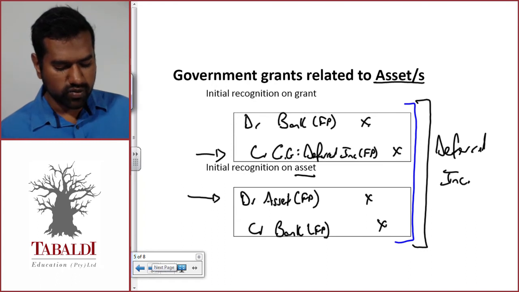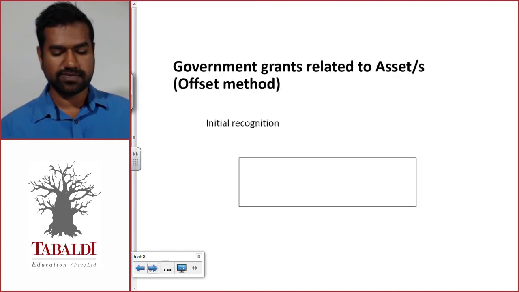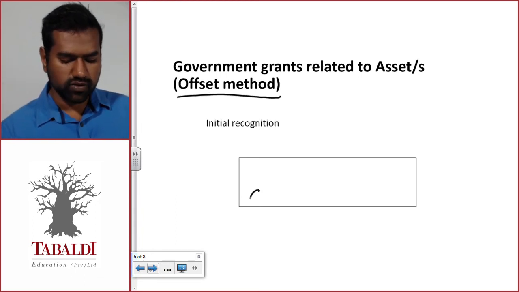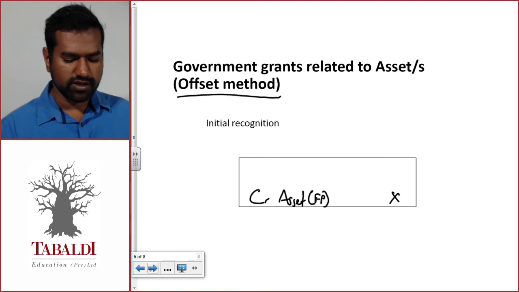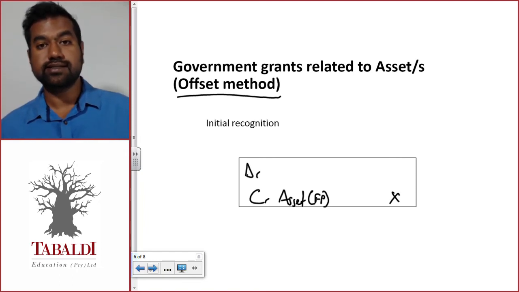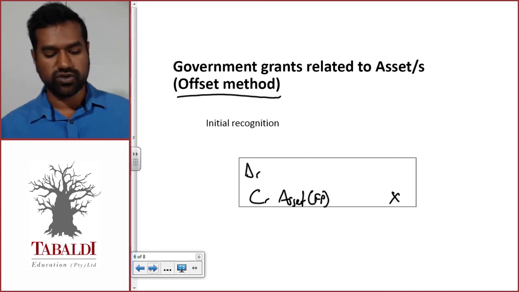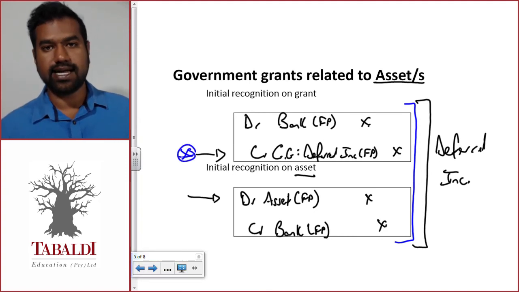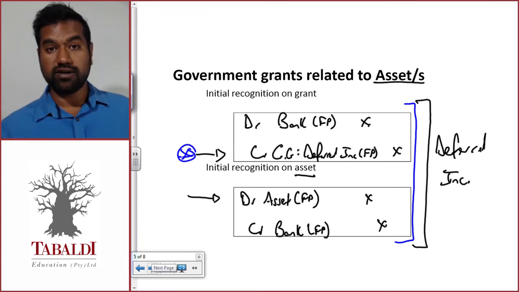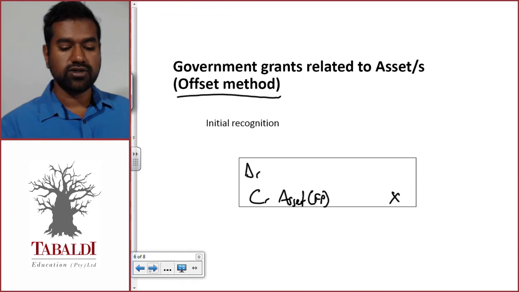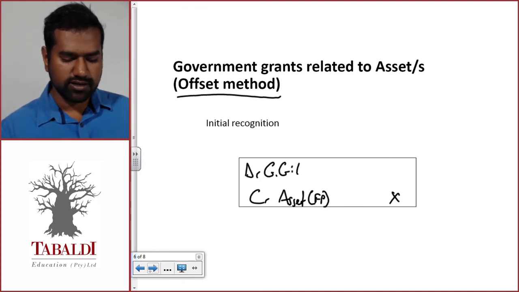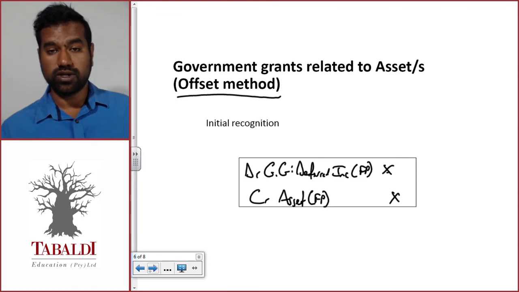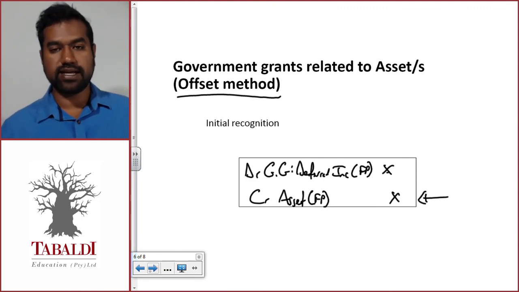Because remember, the offset method, we need to now reduce our asset by the value of the grant. So this would entail, well, if we're reducing our asset, we're crediting our assets. Credit assets, statement of financial position. And debit, well, we need to offset the asset by the grant. So the entire grant amount now is going to be removed. Remember, we initially recognized the grant over here. We raised the liability. Now we need to remove the liability per the offset method because we want to offset it against the asset. To remove a liability, you debit government grants, deferred income, statement of financial position, which will just lead to a lower balance of the asset.